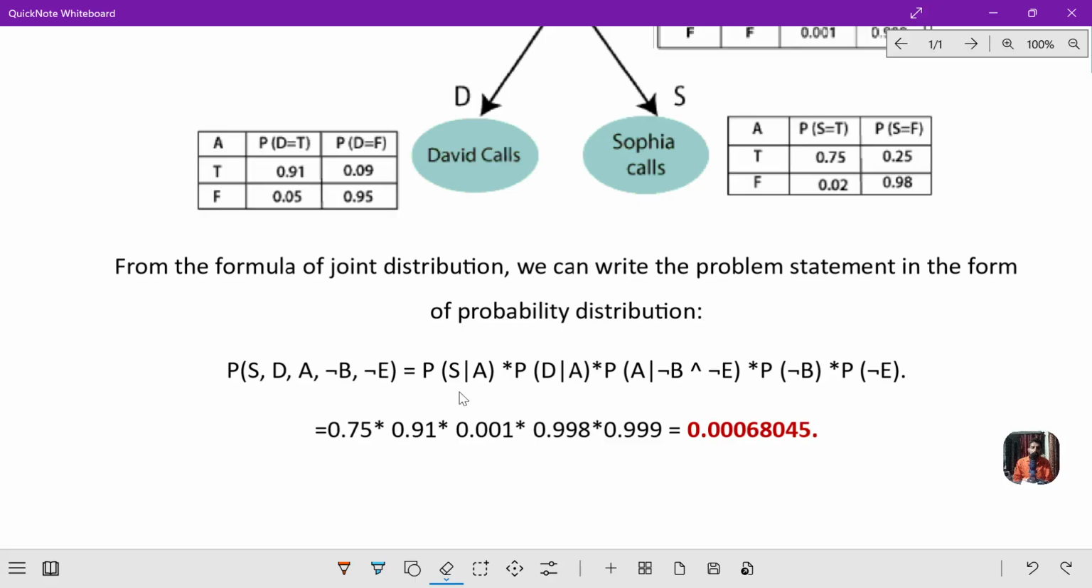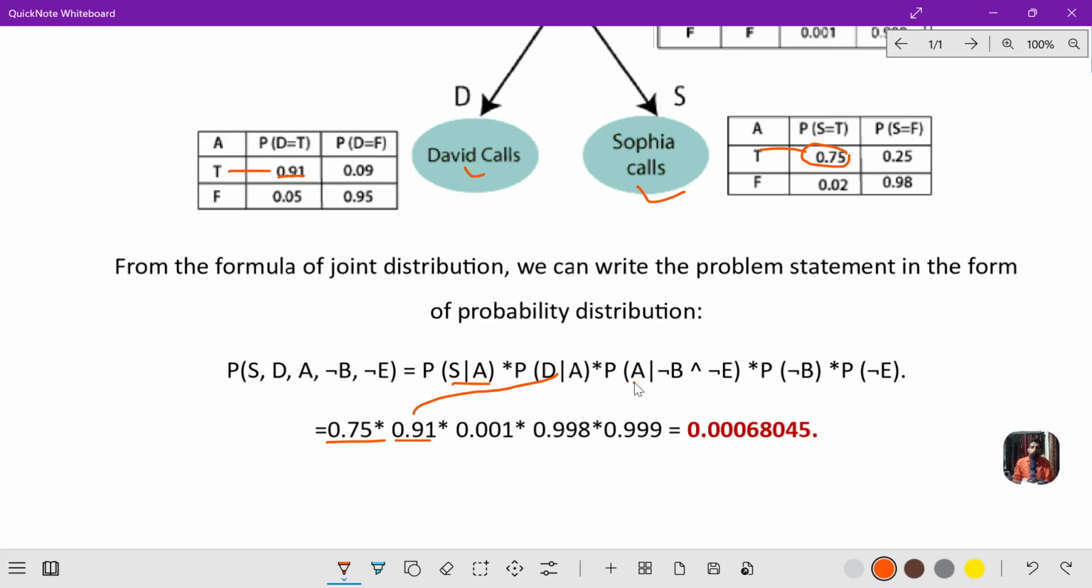First, what is the first value? S given A. S is Sophia and A is alarm. This is the true value of Sophia, which is why we have taken 0.75. Next one, D given A. D is David, A is alarm. When the alarm is true, the value is 0.91. So next, what do we have?